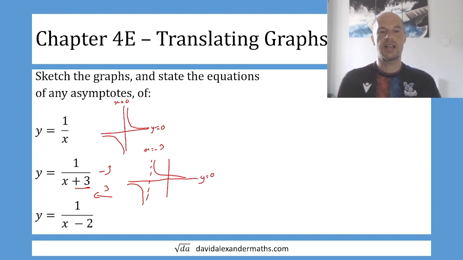So 1 over x minus 2, that means we're going to move it 2 to the right. So start off by putting in your asymptote, your vertical asymptote, which is the line x equals 2. Then we can put in the curve of the reciprocal graph like so.